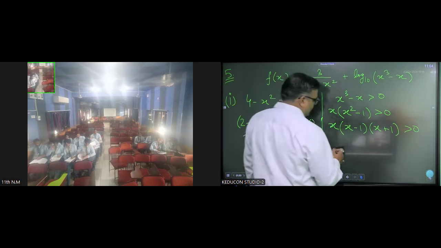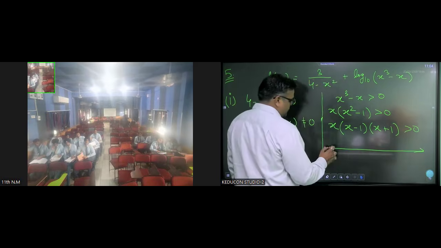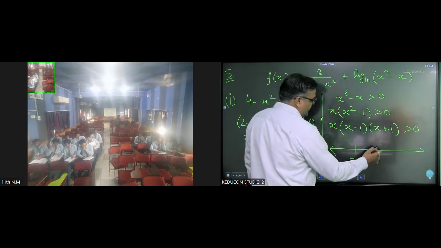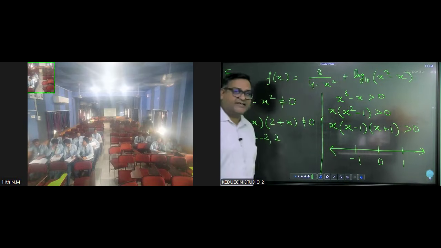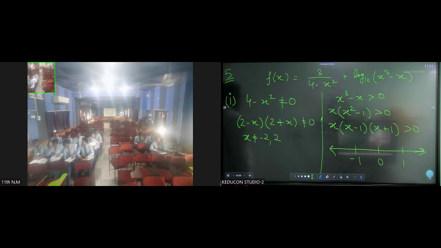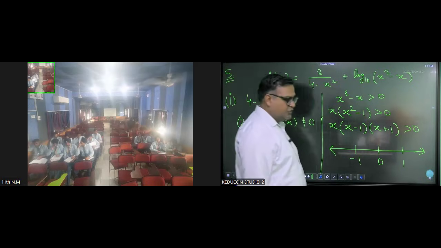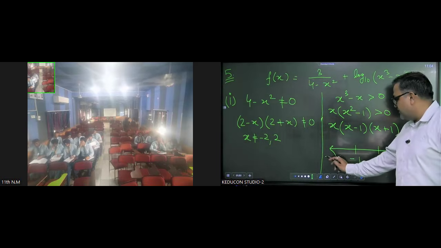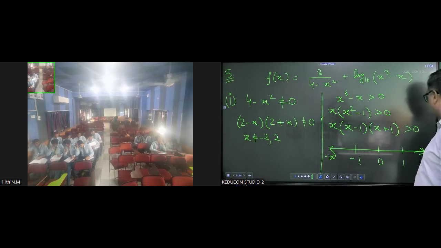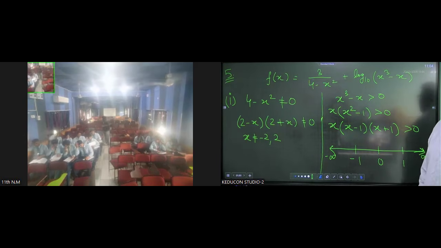So now what is the way? Draw the number line, students. When you draw the number line, is this clear? These are the points -1, 0 and 1. Now what you have to do? You now have 4 intervals. Which are the 4 intervals? -infinity to -1, -1 to 0, 0 to 1 and 1 to infinity.